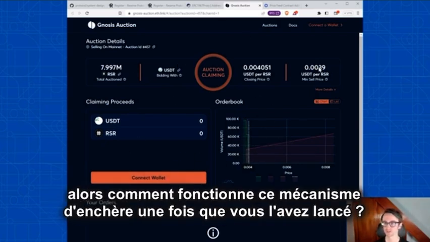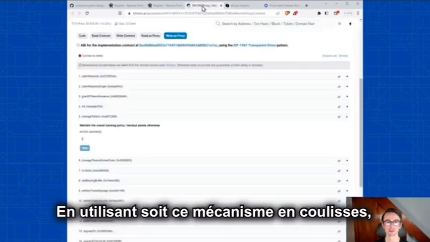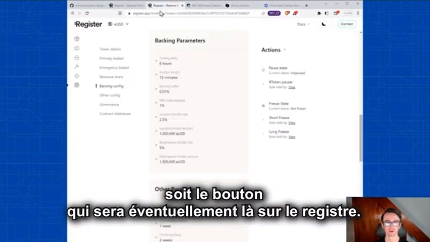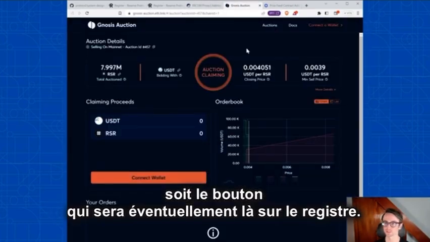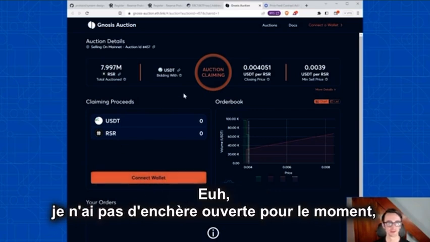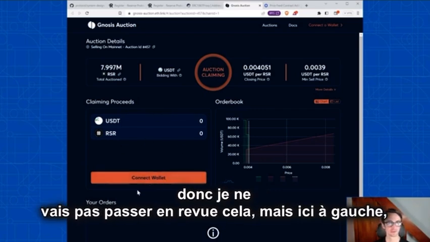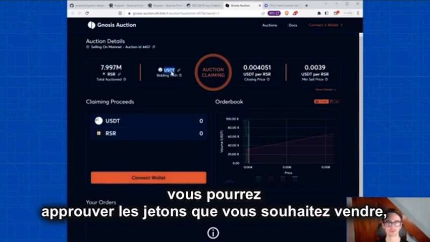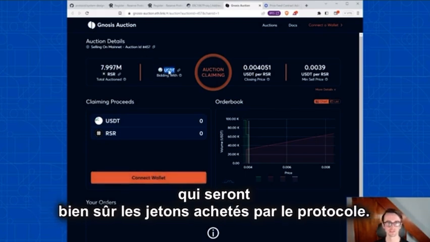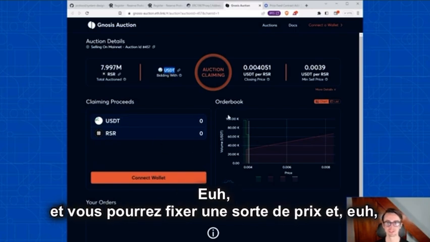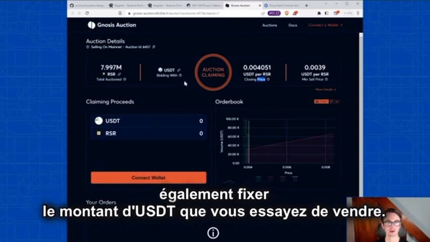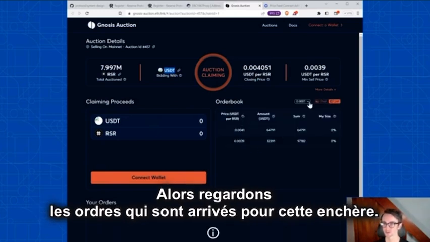So how does this auction mechanism work once you've launched it using either this behind the scenes mechanism or the button that will eventually be there on the register? I don't have an auction open at the moment, so I won't run through this, but over here on the left, you'll be able to approve the tokens you want to sell, which will of course be the tokens that are being bought by the protocol. And you'll be able to set some sort of price and also set the amount of USDT that you're trying to sell. So let's look at the orders that came in for this auction.